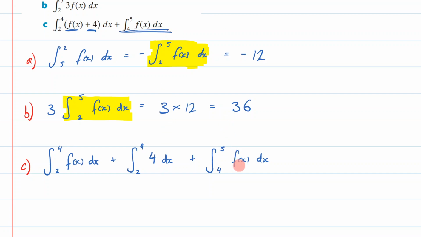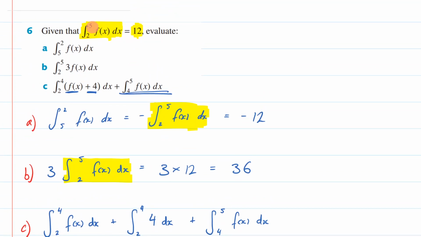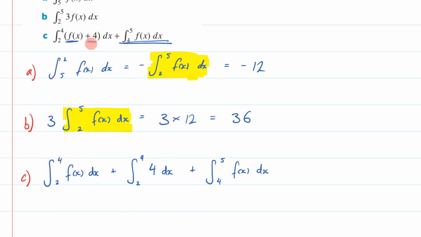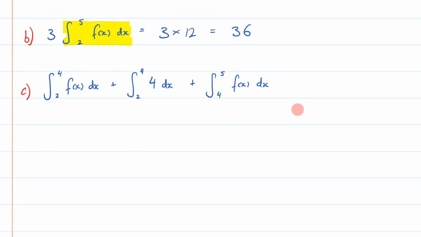Now, initially you should be a little bit freaked out because you're like, what on earth is going on? I started with 5 and 2 as my boundaries, but now I have 4, 2, 5, 4. What on earth is going on? Well, we know how to deal with this constant, right? That's not really our problem. So let's just move this around a bit.